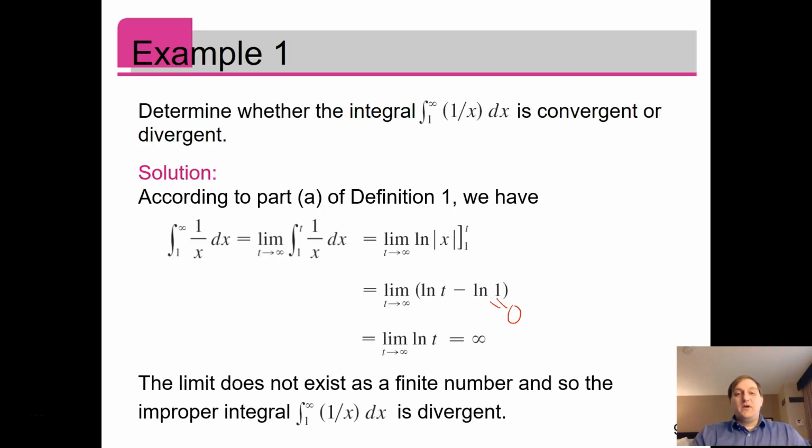Okay. As the formal write-up: the limit does not exist as a finite number, and so the improper integral from 1 to infinity of 1 over x dx is divergent. Okay.